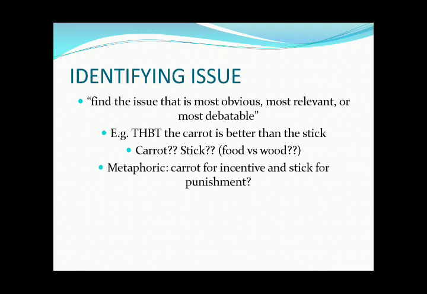Okay. So for example, this carrot and stick motion is not about carrot as a food, because if you identify carrot as a food here, the issue is not relevant, the issue is not obvious. How can the food carrot be better than the stick, or wood here? It is not relevant, or it is not debatable, right? So you have to identify these kinds of motion as metaphorical.